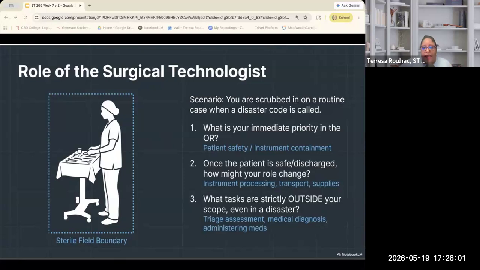Now, if you heard mass casualty overhead while you're scrubbed in, what emotion do you think would hit you first? For me, adrenaline is going to start pumping, a little bit of anxiety. That's just me. What about you?